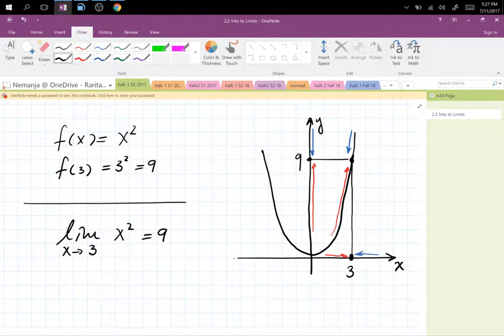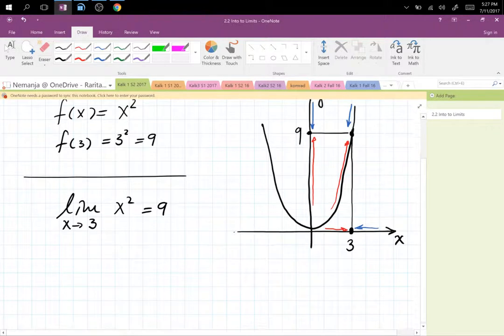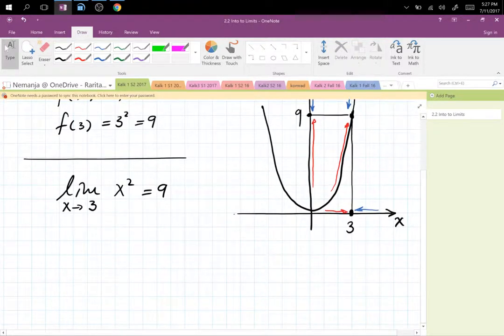As x goes to 3, the limit is 9. Now, I never computed 3 squared is 9. What I did is I computed all of the values around 3. Now, that's best seen in the chart of values.